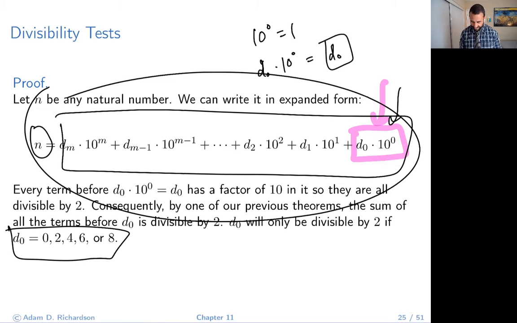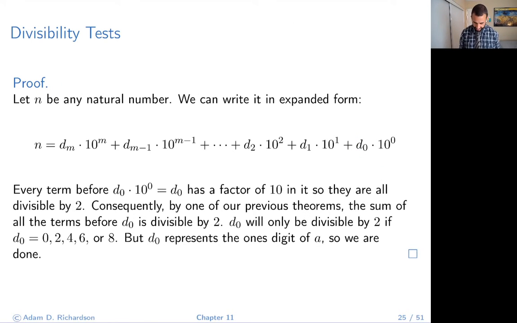That's the idea. So yeah, again, I hope you can appreciate how important this expanded representation is and how important those previous theorems were in the last lecture, right? We needed those to do this. Oh yeah, there you go. D sub 0 represents the ones digit of N, oh, sorry, that should be an N, not an A. There we go. So we are done. And there's my little proof symbol. End of proof. Sweet, huh?